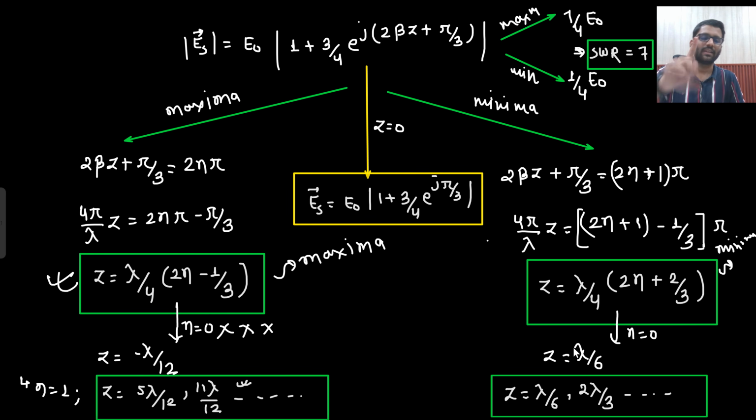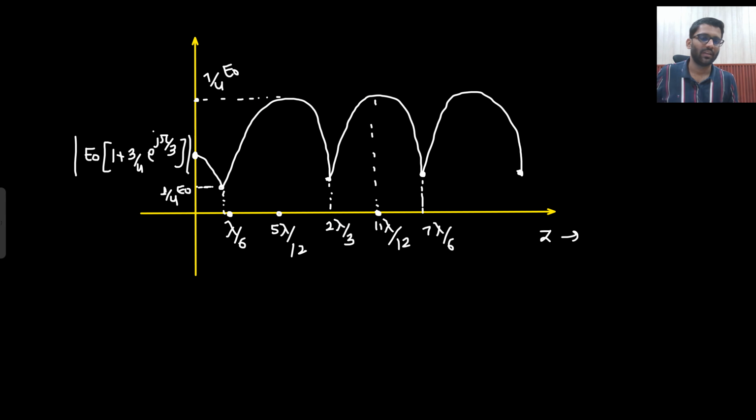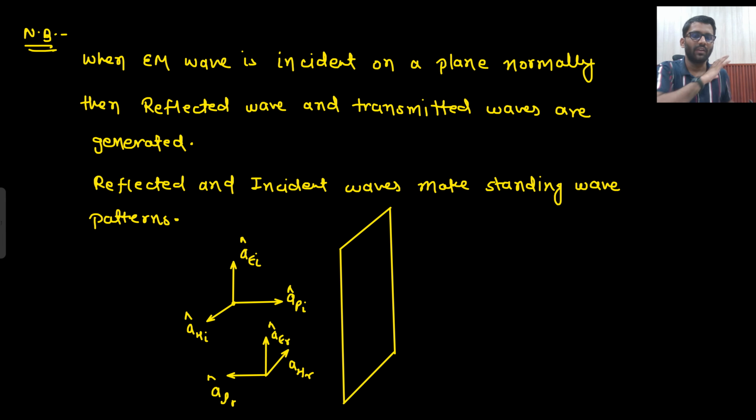So my first minima is at lambda by 6, and then from there I can calculate my other minimas as well. So this is how we studied our standing wave pattern. We did not move into EM wave. Now we have spent 90 minutes. Now we are going to move into EM wave, and you will feel very happy.